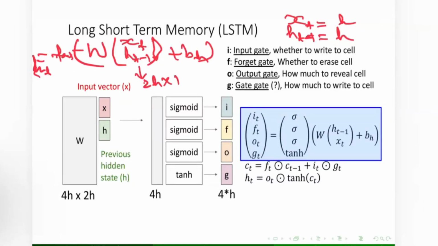Okay. Similarly, if I ask you what is the dimension of BH, before going to BH, first, what is the dimension of W? W is getting multiplied with 2H, so the last dimension would be 2H.